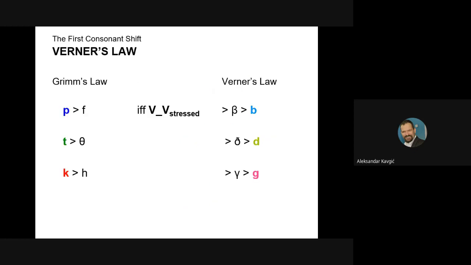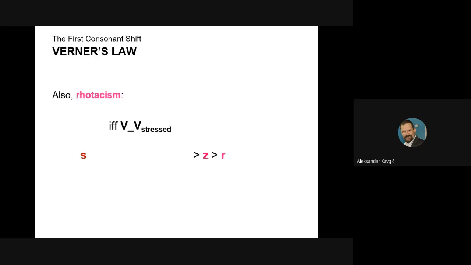On top of that, Werner noticed that if p, t, and k are in the intervocalic position, in front of a stressed syllable or stressed vowel, they do not change into f, th, and h, they actually become voiced, b, d, and g. And what Werner also noticed was something called rhoticism. I didn't emphasize this term last week, but rhoticism is the change of s into r in this same intervocalic position. So s through z becomes r.